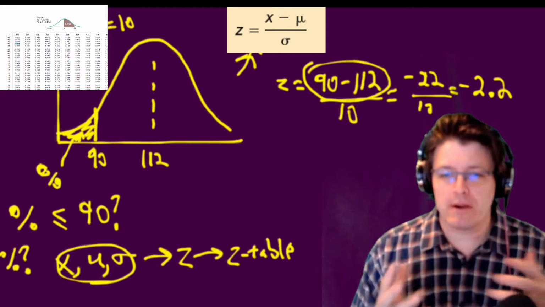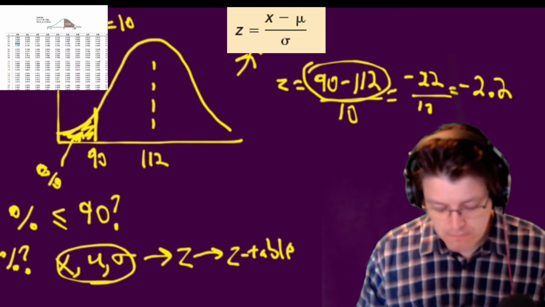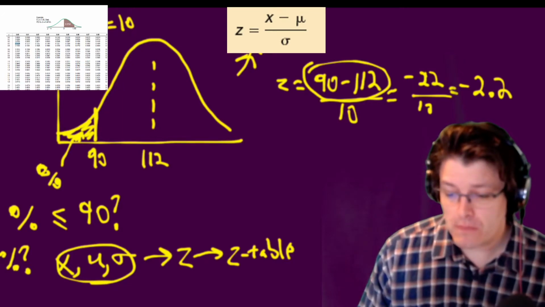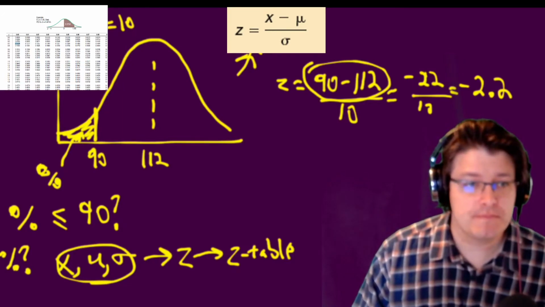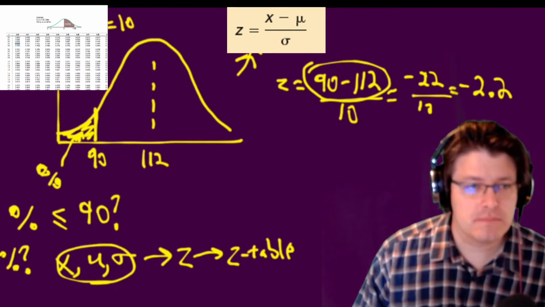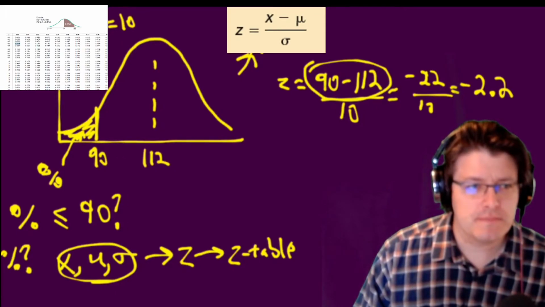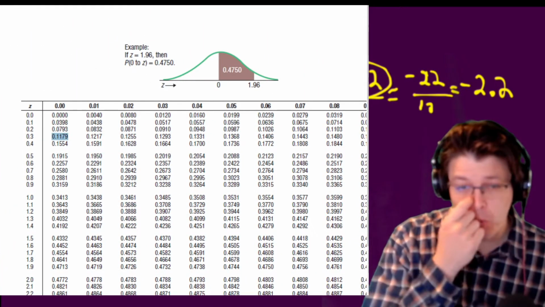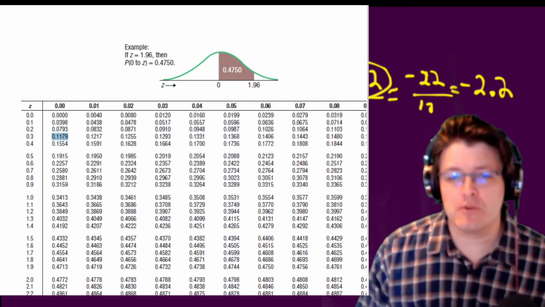If only to remember or remind ourselves down the road. Okay, so we now have a z-score of negative 2.2. Let's take it to the Z table. If I can enlarge this. Okay, Z table, 2.2. There is no negative 2.2.